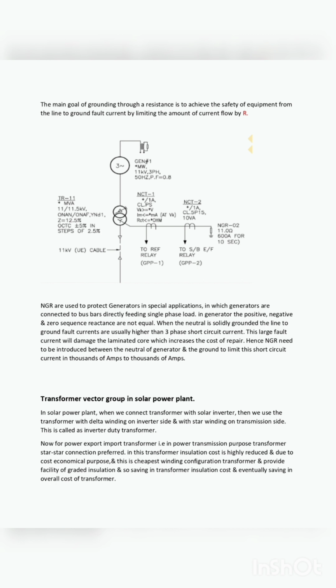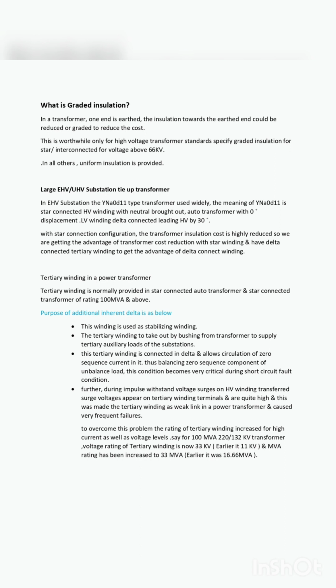Now for a power export-import transformer, i.e. a transformer for power transmission purposes, star-star connection is preferred. In this transformer, insulation cost is highly reduced. It is the cheapest winding configuration and provides the facility of graded insulation, saving transformer insulation cost and eventually overall cost of the transformer. What is graded insulation?